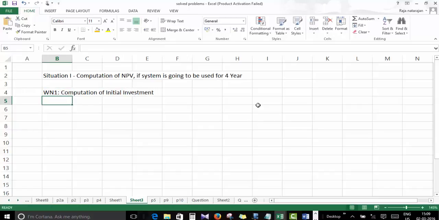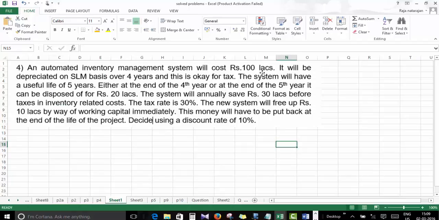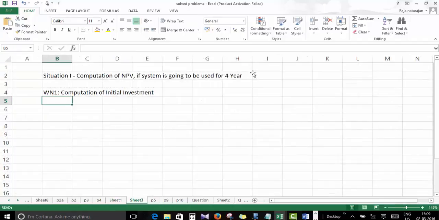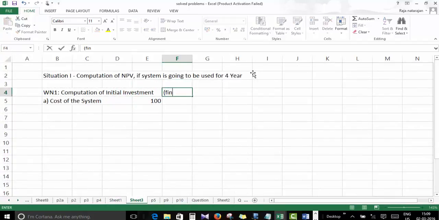What is the cost of the system? The cost of the system is understood as 100 lakhs. So item A, cost of the system, and how much it is, 100 lakhs. And let me make it clear here: figures in lakhs throughout this problem.